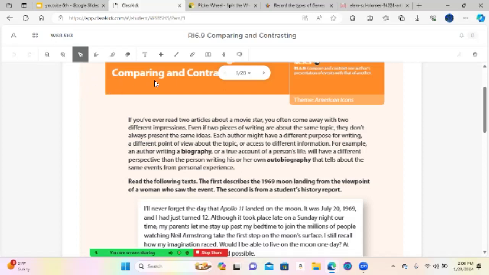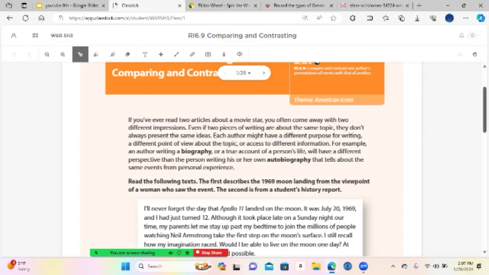So here we have 2 different types of genre. One is a biography, which is a true account of a person's life, which is written by someone else. And an autobiography, as the prefix auto means, has to do with self. So an autobiography is a piece of writing written by the person, him or herself.